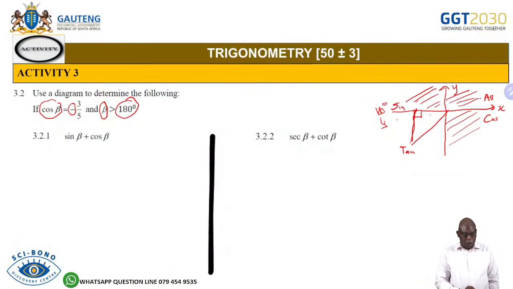Now I need to allocate the 3 and the 5. So remember cos is adjacent, here's my angle here, adjacent over hypotenuse. But what is wrong here? The negative sign must go there. It cannot go on the 5. Remember 5 is a radius. It cannot be negative. So it must go on the -3.